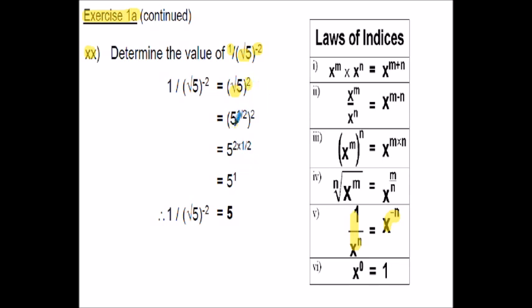Don't forget square root is a half, so that's actually 5 to the half, that's raised to 2. And from the third law, I can multiply the indices together, so I get 5 to the power of 2 times a half. 2 times a half is 1, so I simply get 5 to the 1 or 5.